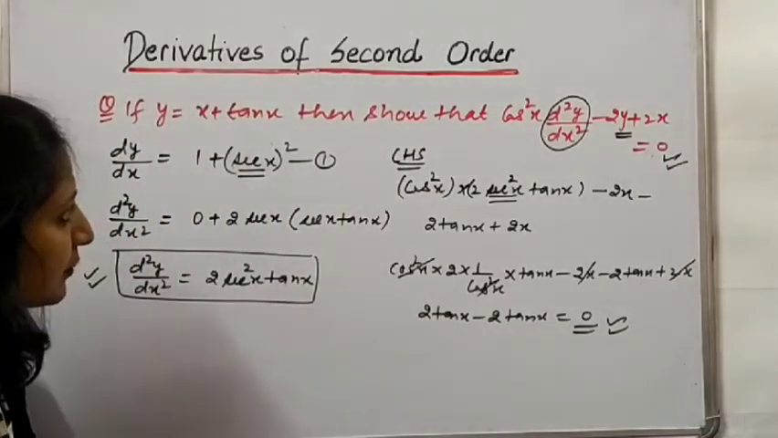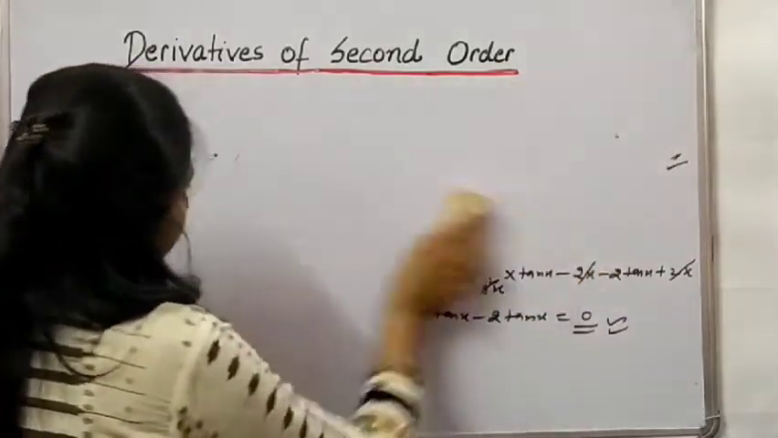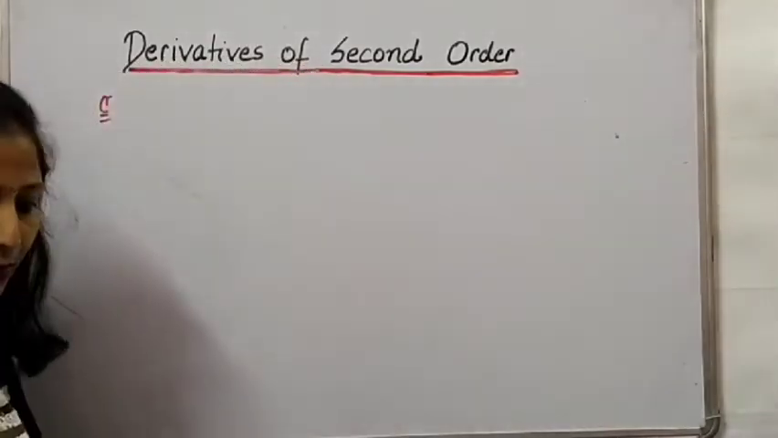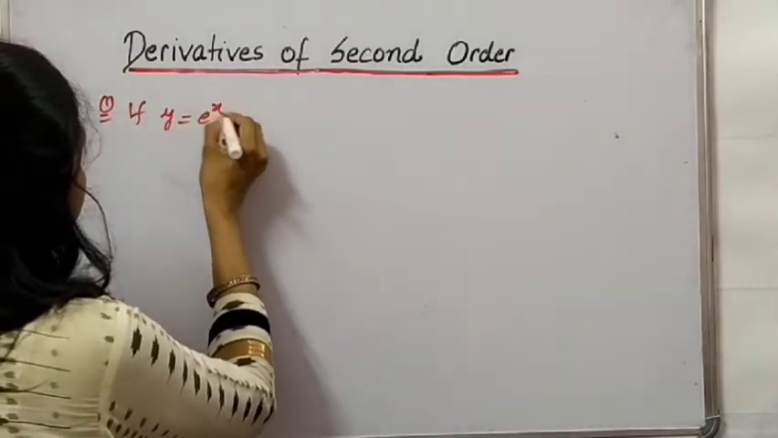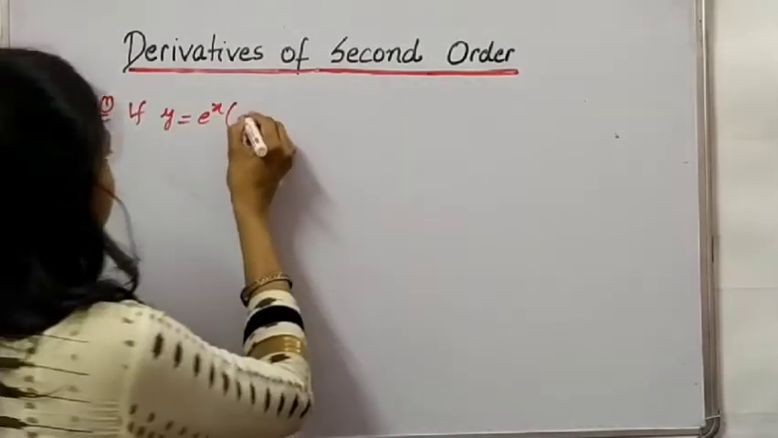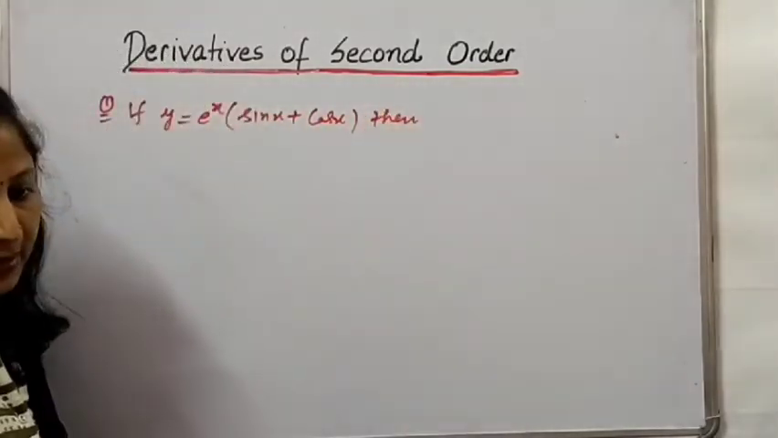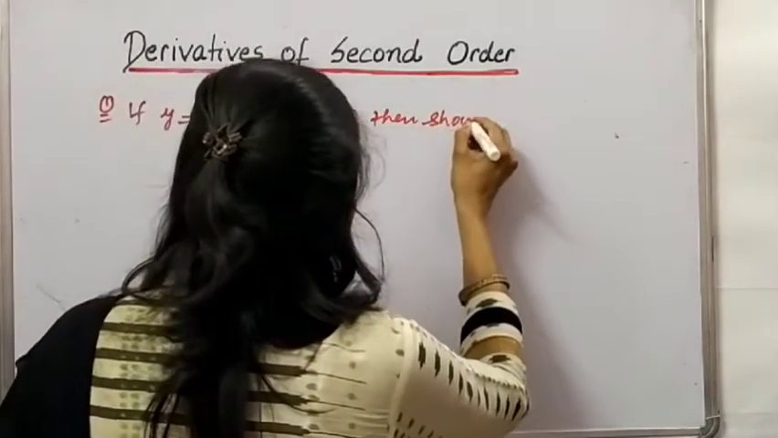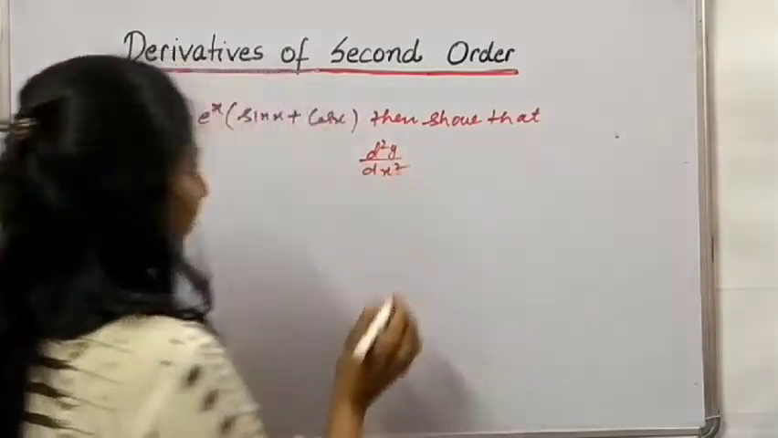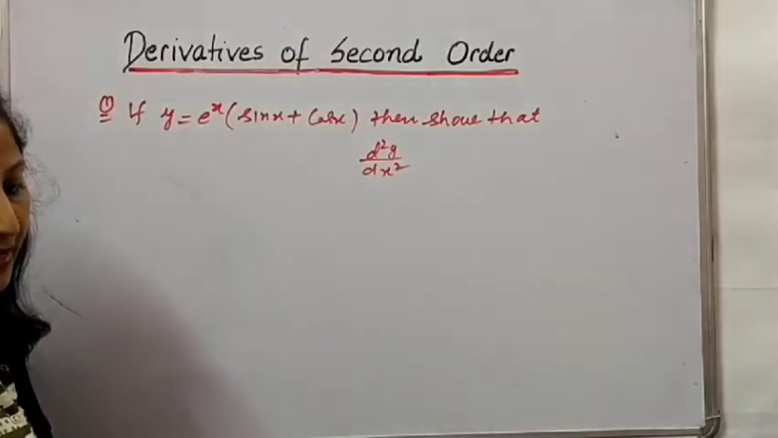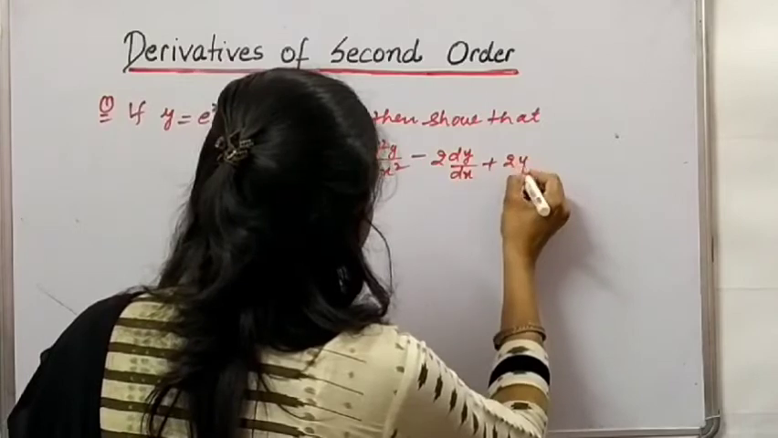So it's very simple. Now let us move to our next question. In our next question, it is given if y is equal to e raised to power x into sin x plus cos x, then show that d square y upon dx square minus 2 dy by dx plus 2y is equal to 0.